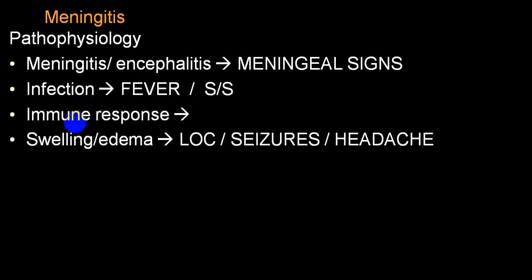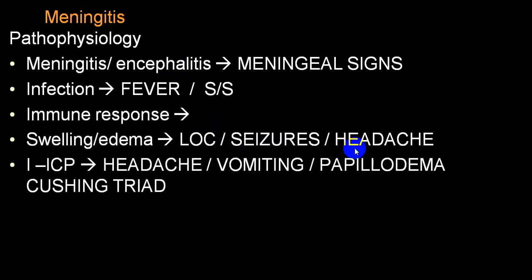The person can get an immune response. There will be inflammation and swelling and edema, and this will give rise to altered level of consciousness. Inflammation of the brain will give rise to seizures, and because of excess CSF collections, the person will also have headache. So raised intracranial pressure will produce severe headache, vomiting and papilledema.